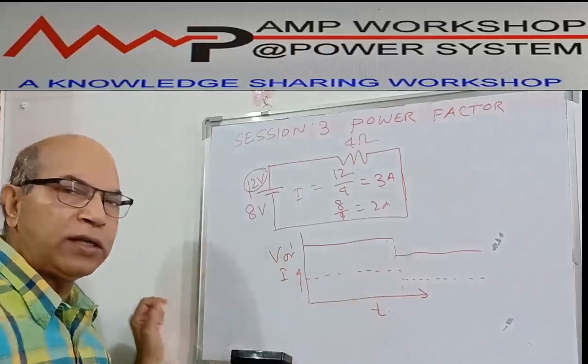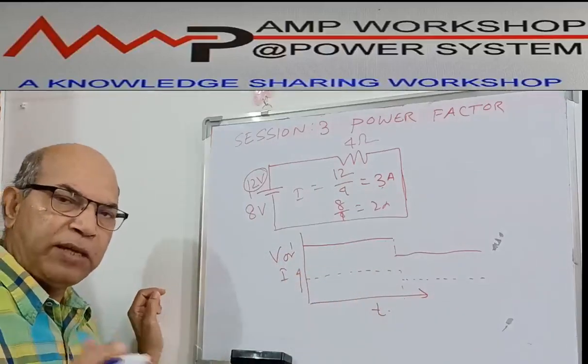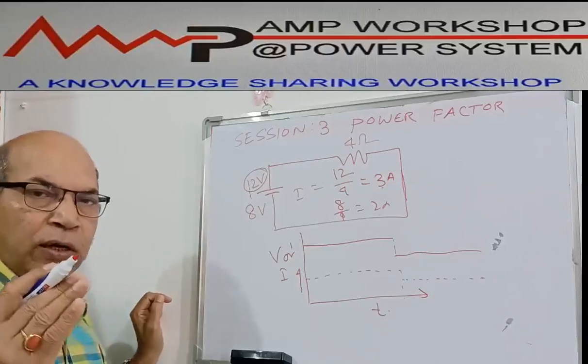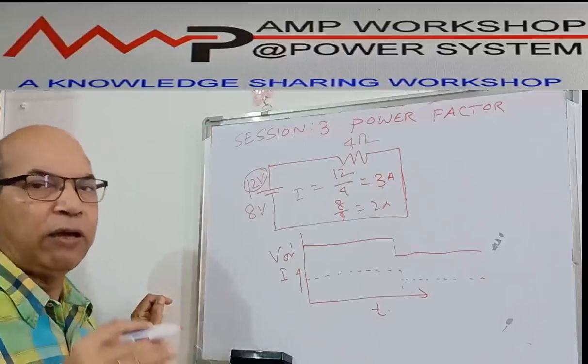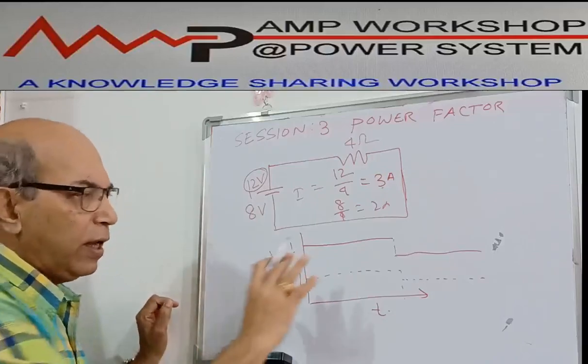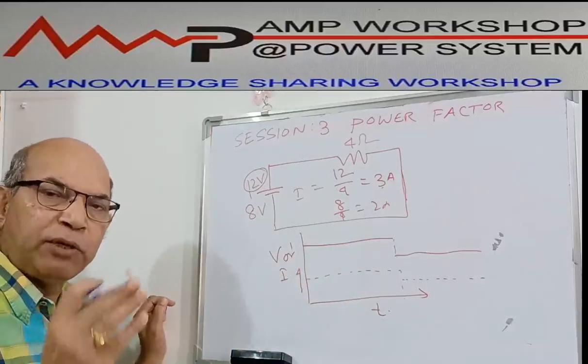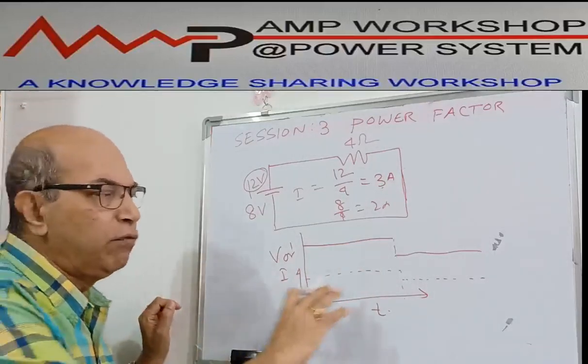So we call it in the same phase. Same phase means at the same time these changes are taking place. There is no buffer or lagging or leading in this case. So in case of DC, that's why we say there is no phase difference between the voltage and current. That is, it is uniphase.